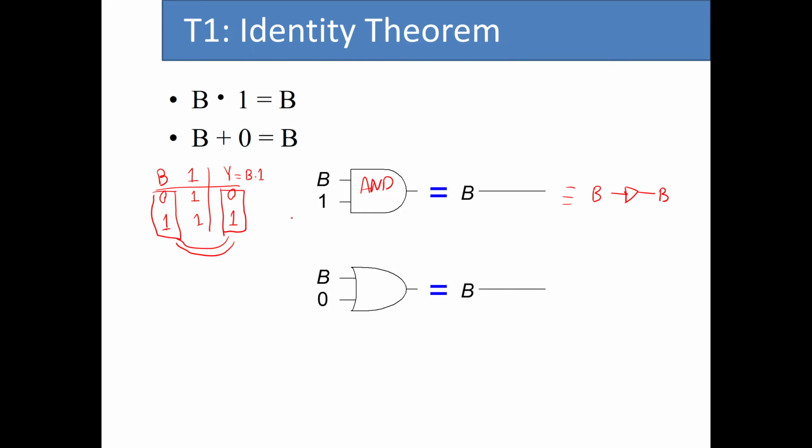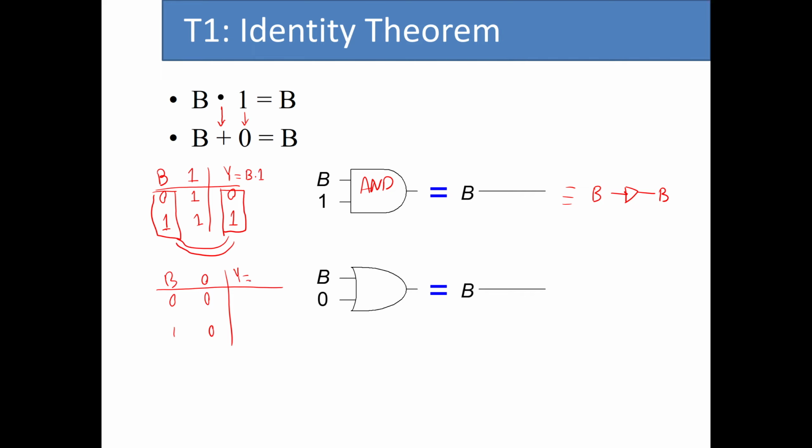In its dual form, we interchange any AND with OR, and we interchange any 1 with 0. And we get b OR 0 equals b. So basically, if you OR any variable with 0, you get the variable itself. And you can easily create the truth table as well. So we have b here, we have 0 here, so b can be 0 and 1, 0 is always 0.